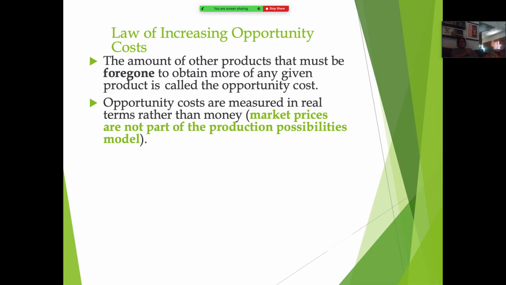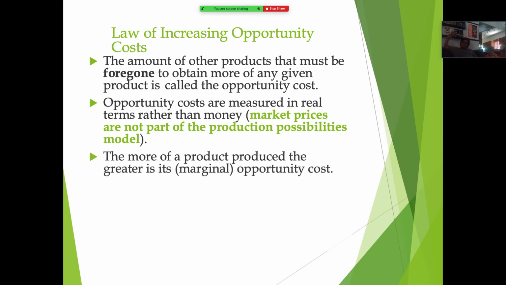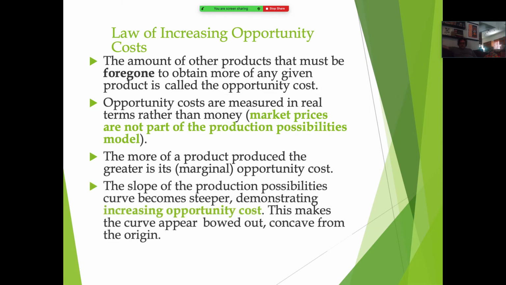We're not talking about prices. We're not talking about money. I can sell a bulldozer for more money than I can a pizza, but this doesn't take pricing and sales into effect. We're just talking about product. We're not talking about the dollar value. And so the more of a product is produced, the greater its marginal opportunity cost. And we'll look at an example here in a minute.